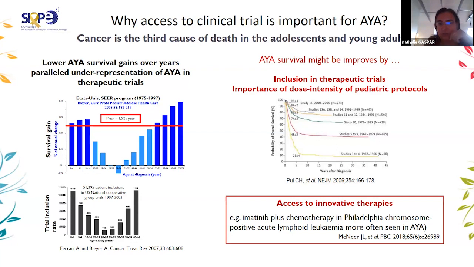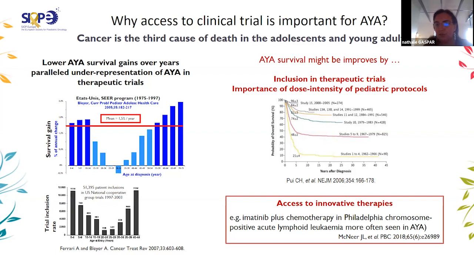You heard just before that patients, by being included in trials, benefit from the dose intensity of the pediatric chemotherapy trials. That's the typical example of the leukemia trials, where when the adults adopted a more pediatric approach, there was an increase not just in pediatric survival, but also in adult survival, including adolescents and young adults.